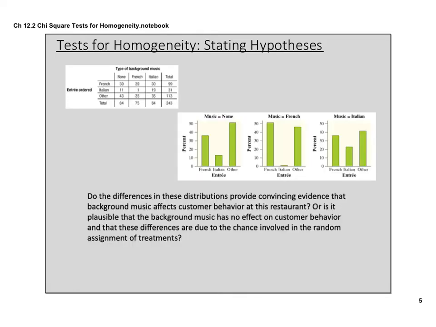So the question is, is this graph different enough from this one and different enough from that one to be statistically significant? Do the differences in these distributions provide convincing evidence that the background music affects the customer behavior at the restaurant? Is it affecting the food they're choosing? Or is it plausible that the background music has no effect on the customer behavior and that the differences are due to chance involved in the random assignment of the treatments?